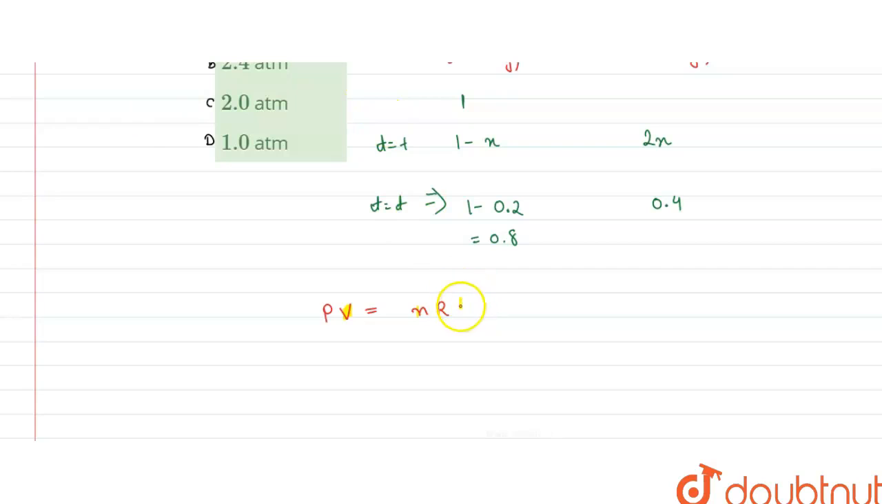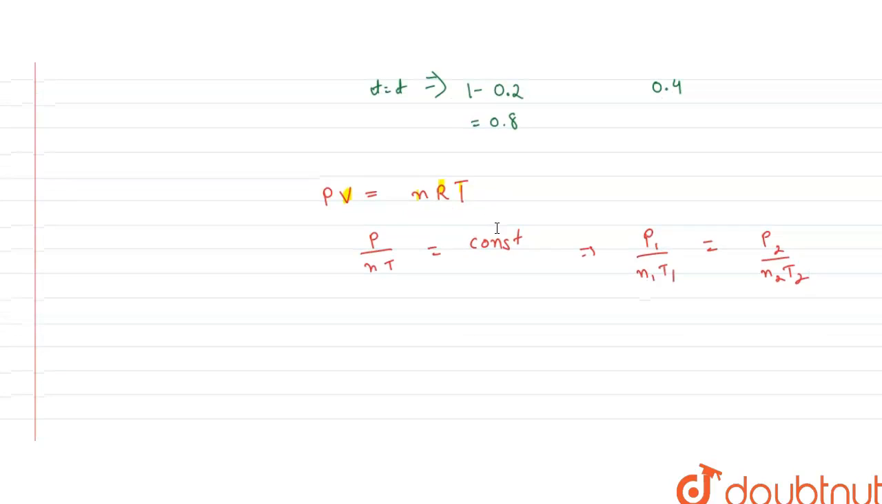Over here R and V are constant. So I can rewrite this as P upon nT as a constant, or I can rewrite as P1 N1 T1 to be equal to P2 N2 T2, where this P1 N1 T1 are pressure, number of moles and temperature at the initial conditions, and P2 N2 T2 is at the t equal to t condition. So this is what it is. Now we have to just substitute the values and find out P2, that is the resultant pressure.